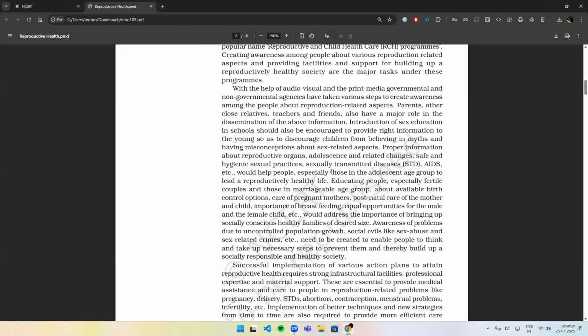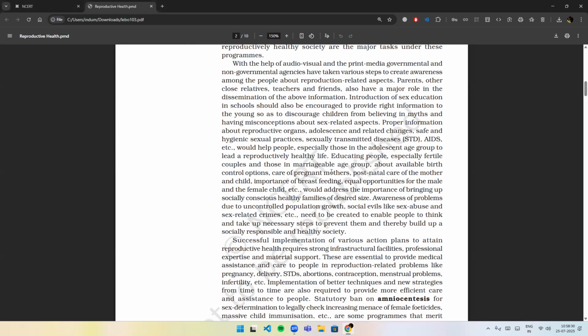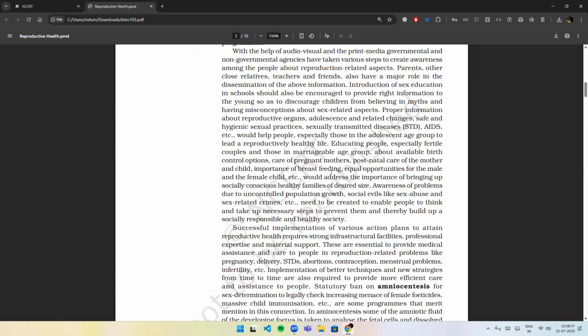Introduction of sex education in schools should also be encouraged to provide right information to the young so as to discourage children from believing in myths and having misconceptions about health related aspects. Proper information about reproductive organs, adolescence, and related changes, safe and hygienic sexual practices, sexually transmitted diseases, AIDS, etc., would help people, especially those in the adolescent age group, to lead a reproductively healthy life.